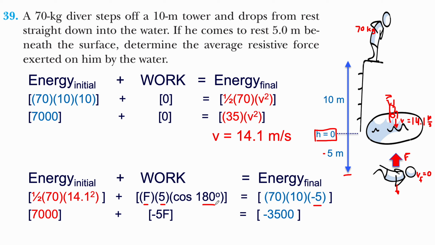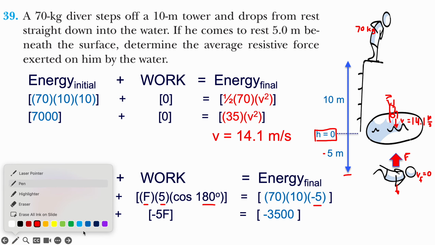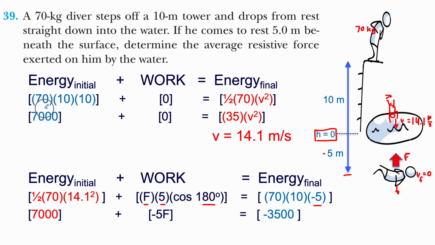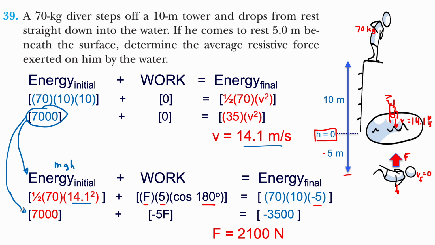Now, here's one quick note I want to mention. Yes, we could have simply plugged in this 7,000 as the initial energy right here, and just set this up as the initial energy was mgh plus the work equals the final energy. I first solved the velocity and then used that here. You could have just used this 7,000 and brought it straight to here without a problem. In solving this one, then, you get the average resistive force is 2,100 newtons.